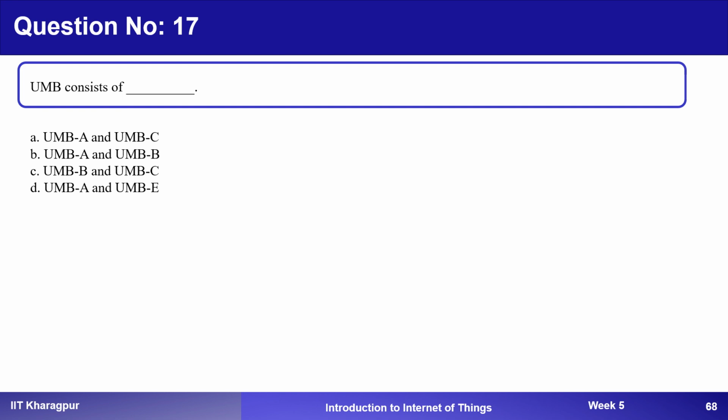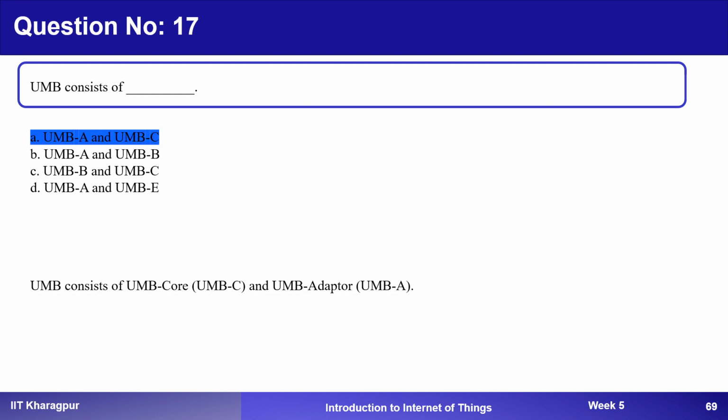Next question is, UMB consists of, options are UMBA and UMBC, UMBA and UMBB, UMBB and UMBC, UMBA and UMBE. So the correct option for this is UMBA and UMBC. So basically your UMB consists of your UMB core and UMB adapter.